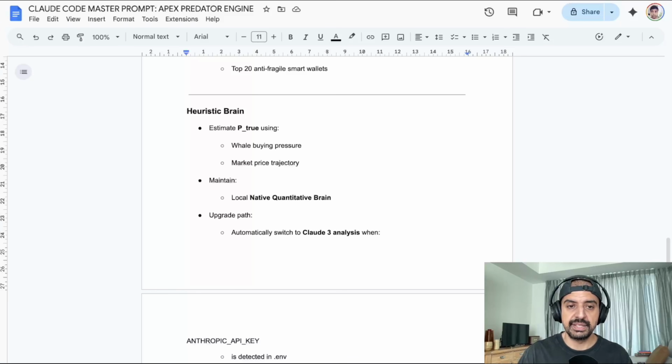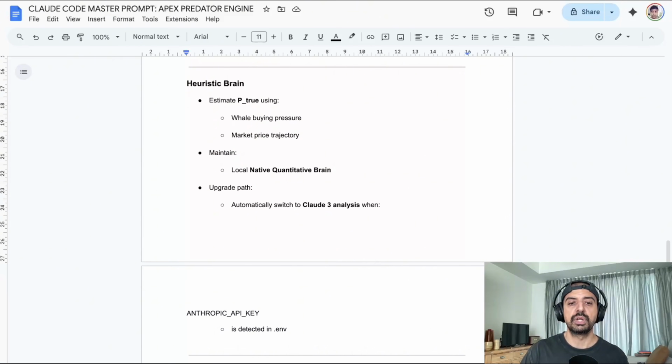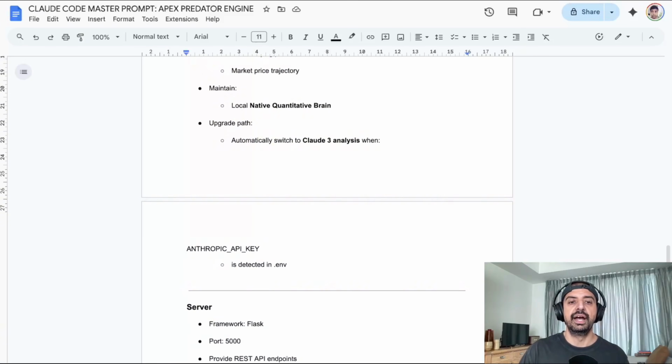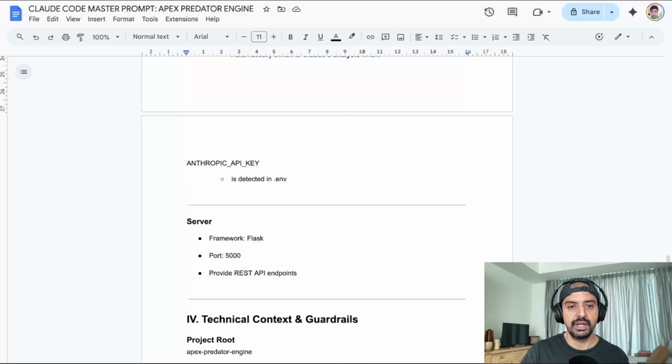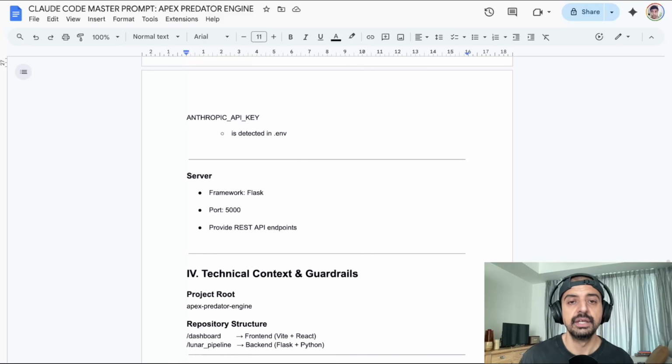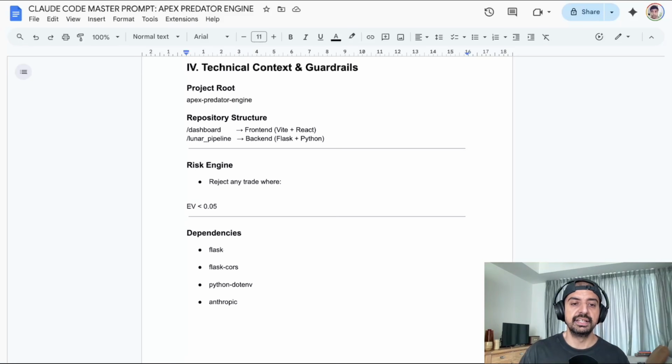So we're going to use an estimate P_true, which is the whale buying pressure and the market trajectory. We're going to maintain a native quantitative brain, and we're going to switch to Claude 3 for analysis, right? And then here you just put in your Anthropic API key. So you should have a subscription with Claude Code. Server, obviously we're going to use Flask. We're going to use port 5000. And then we're going to use the REST API endpoints that Polymarket Gamma provides completely for free. And then this is building out the rest of it.